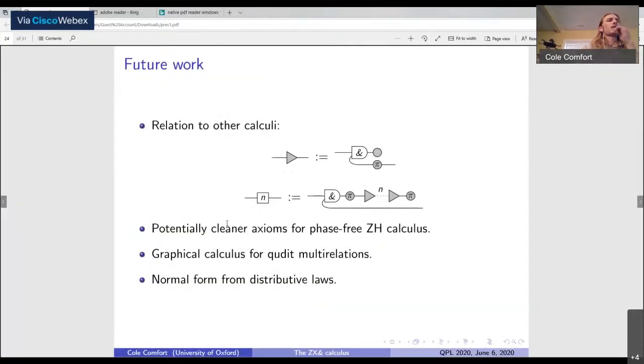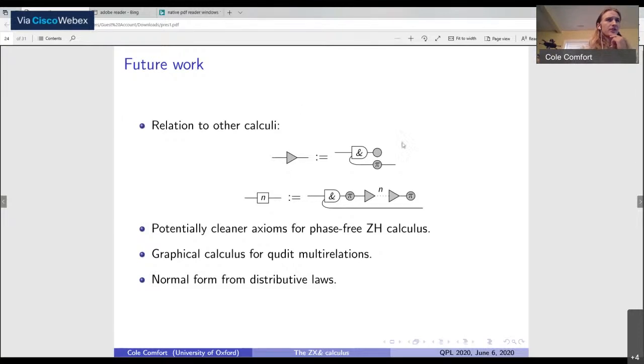So to conclude, there's a lot of things that could be done here. First is relating this to what other people have done. Harney has a paper, I don't know if it's published yet, on presenting semi-ring models of the ZX calculus. So this would be subsumed as the natural number case of his calculus, except I think the identities here are pretty nice and canonical.